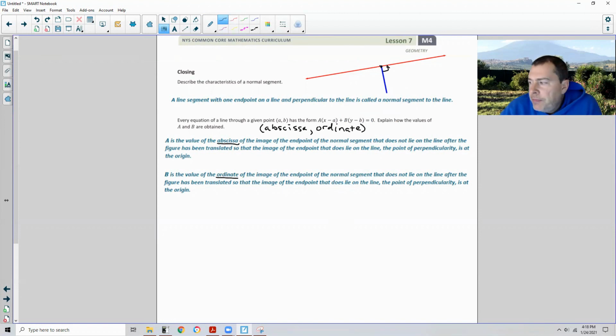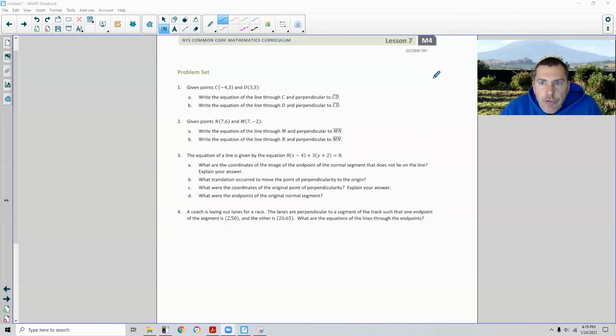All righty. Okay, page 4 brings us to the end of lesson 7. Go to your problem set.